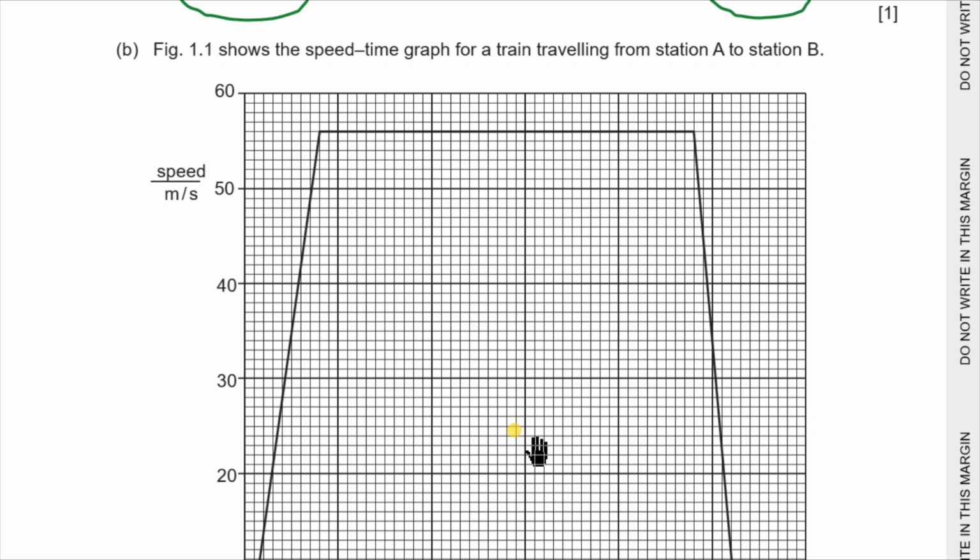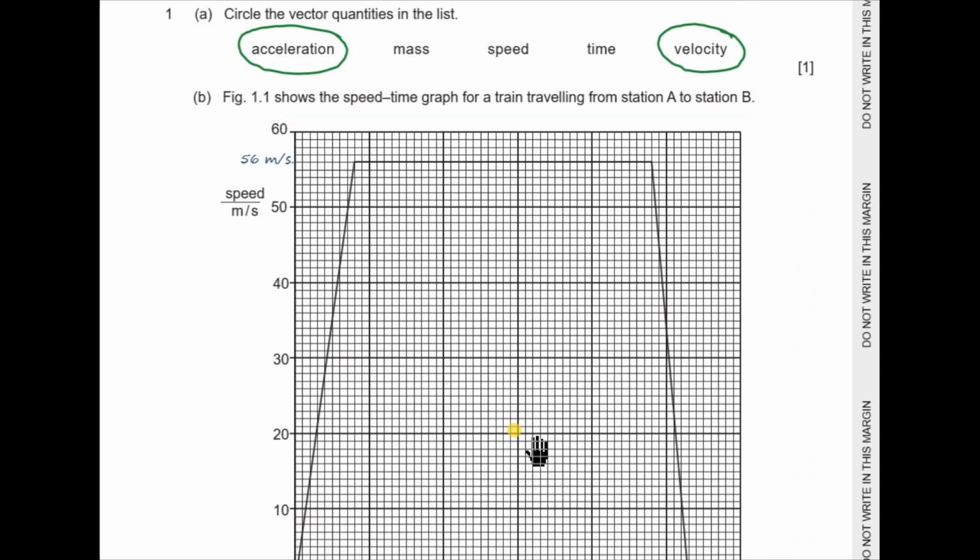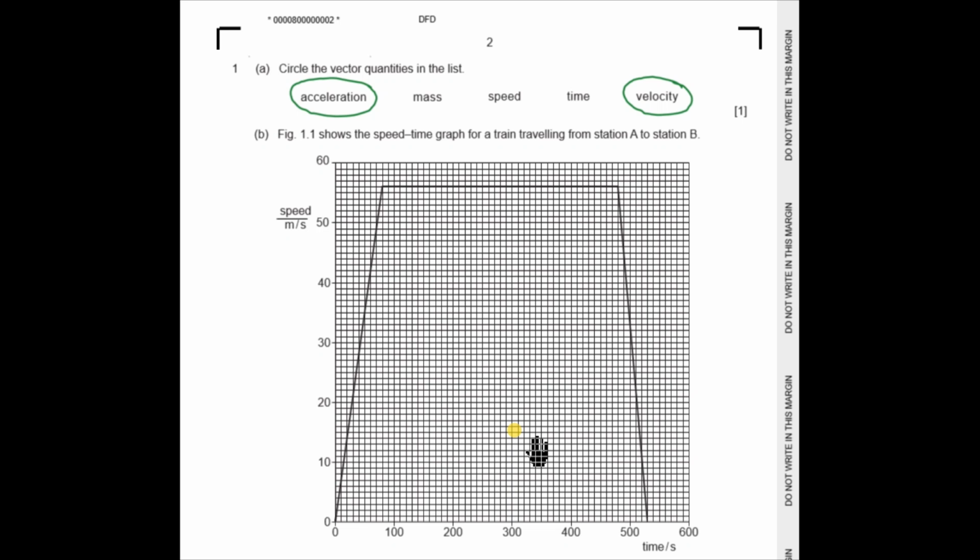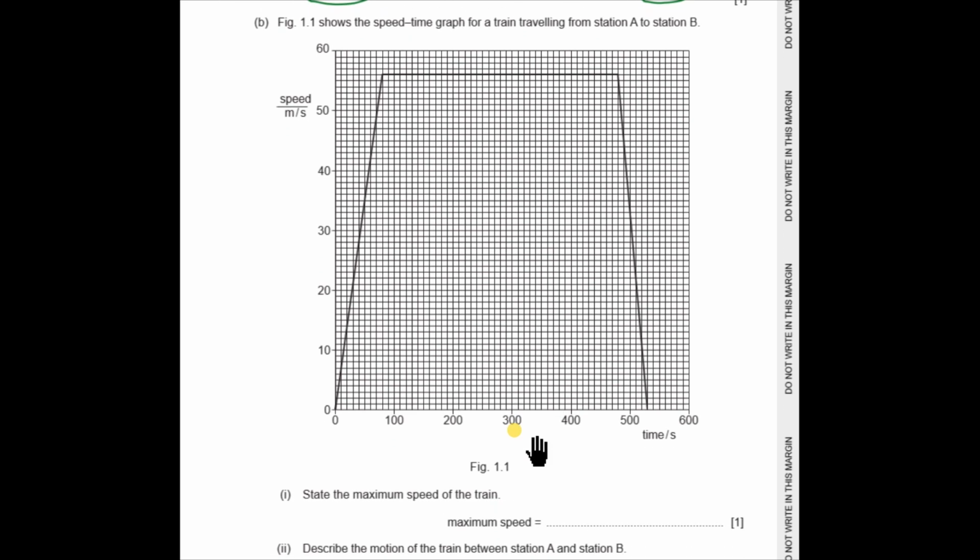So let's go to question 1B. Let me zoom in so we can see the entire question. All right, so this is the velocity time graph. Let's look at what is the first question. State the maximum speed of the train. So the train started from here and the entire journey took 530 seconds.